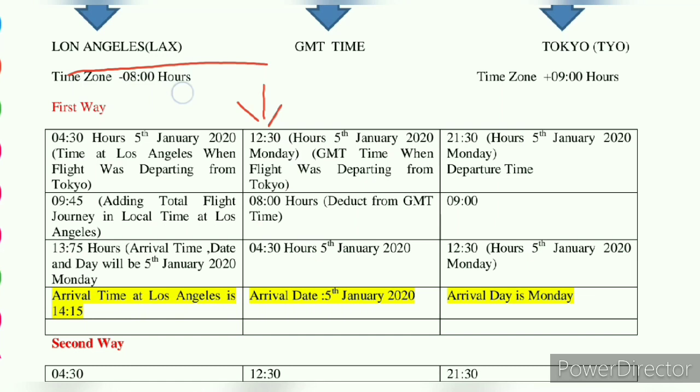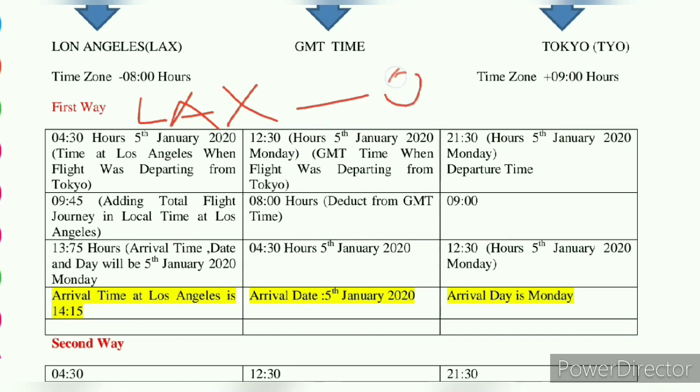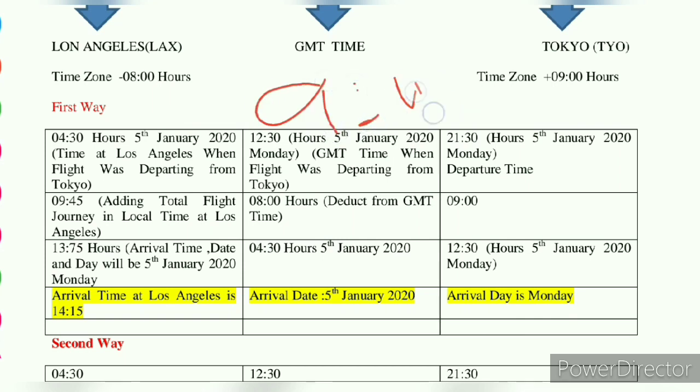From the 12:30 we have to deduct 8 hours so that we can find out the local time of Los Angeles. So once we have deducted 8 hours from the 12:30, we got 4:30, that is on the 5th January, that is early morning, and the day will be the same, Monday. So once we have calculated the local time of Los Angeles, now we only have to add the total flight journey. The total flight journey we have mentioned in the question is 9 hours 45 minutes.